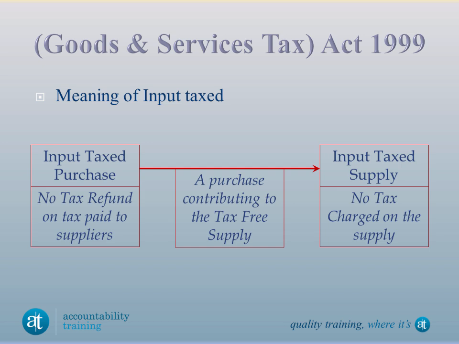This will mean that any GST charged by the supplier cannot be claimed back, and therefore, when we enter the supplier's invoice into our accounts, we will code it ITP, Input Taxed Purchase, again at 0% tax.